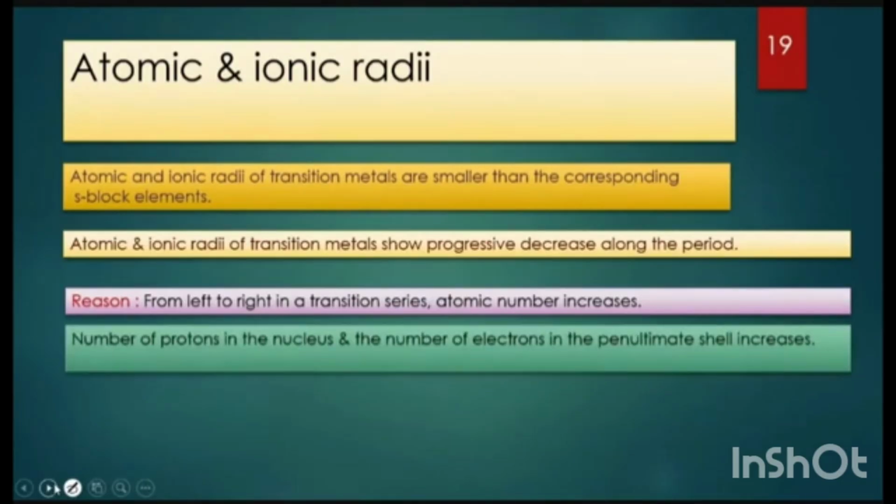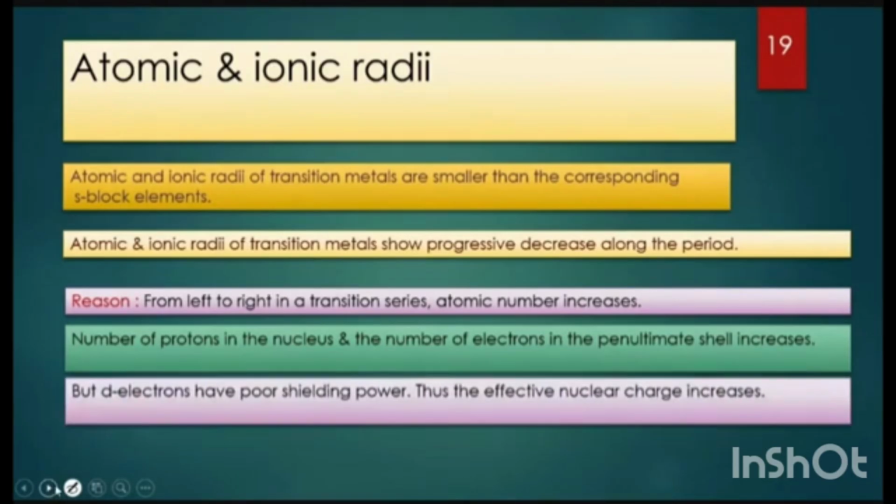What is the definition of atomic number? It is the number of protons present in the nucleus of an atom. In any atom, to maintain electrical neutrality, there will be an equal number of protons and electrons. If the number of protons is increasing, consequently the number of electrons in the penultimate shell increases. Penultimate shell means the shell or energy level which lies just before the outermost shell. So we will see an increase in the electrons there.